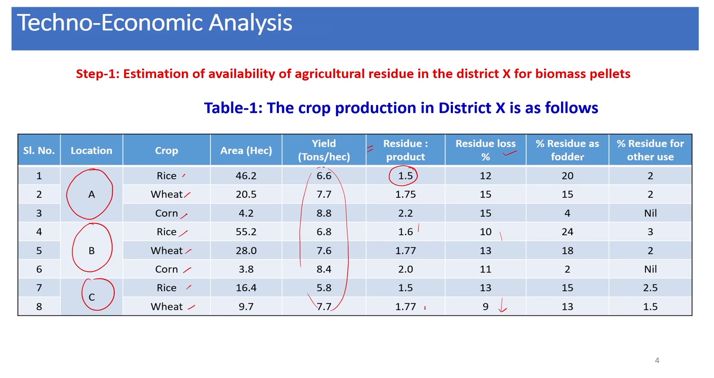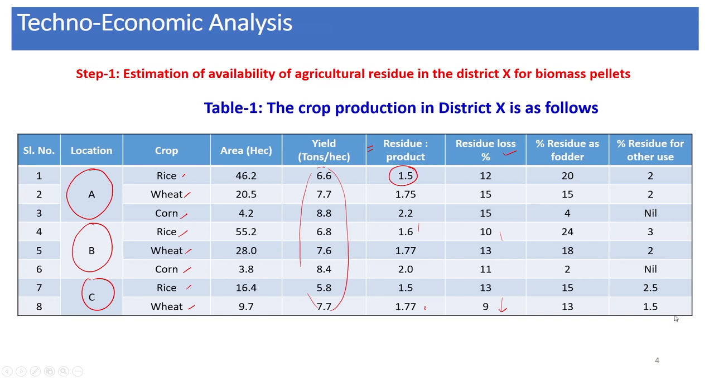And then we have residue as fodder. Some portion of the crops is used as fodder for cattle. It is considered as 20%, 15%, 4% for rice, wheat and corn for location A. Similarly, 24, 18, 2 for location B in case of rice, wheat and corn. And for location C, it is 15% and 13% for rice and wheat respectively. There are also some other losses which are accounted for. For rice, wheat and corn, it is 2%, 2%, and for corn, it is considered that there are no losses. And that way, we have considered the other three crops of location B and two crops for location C.